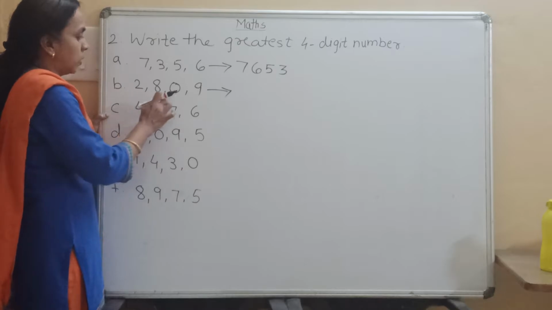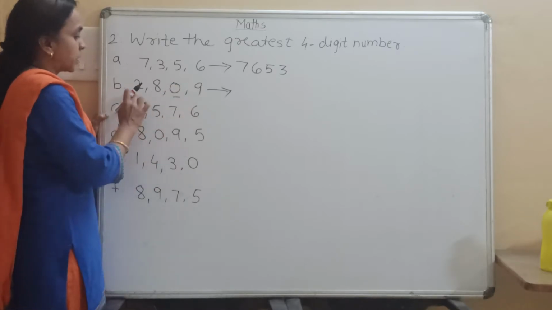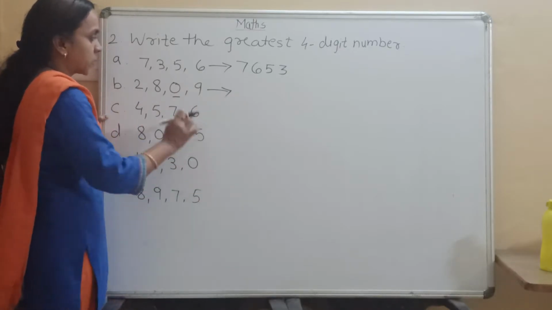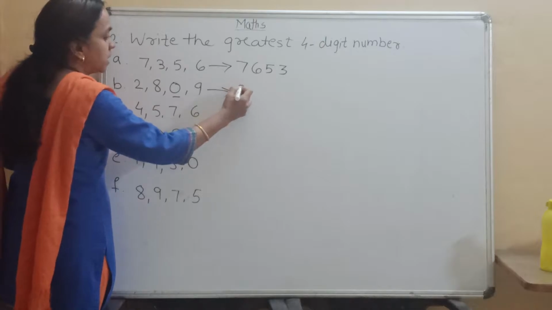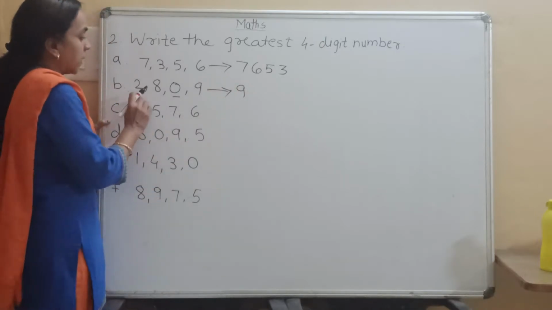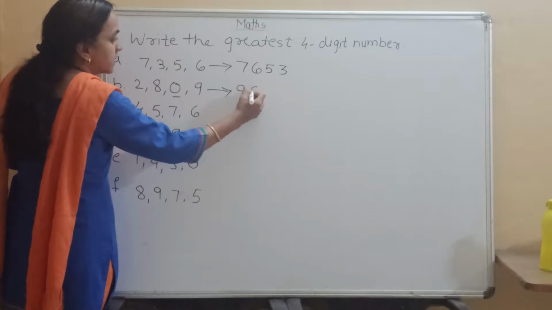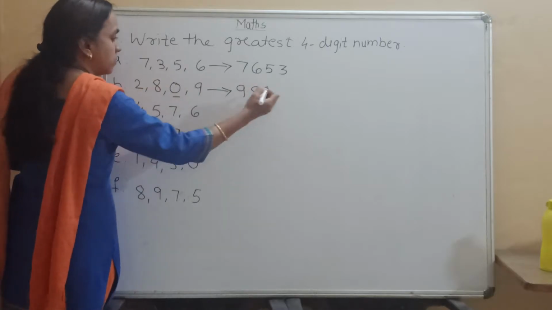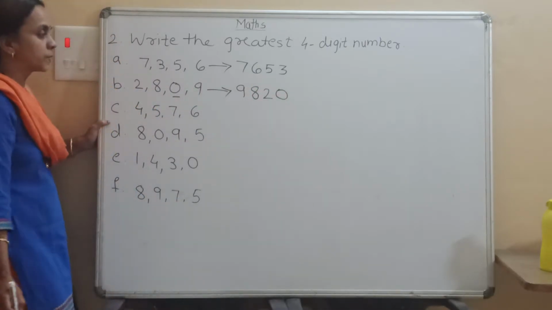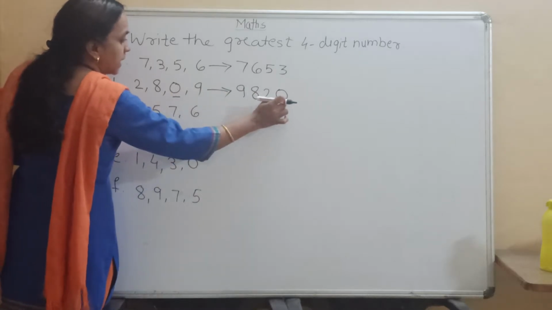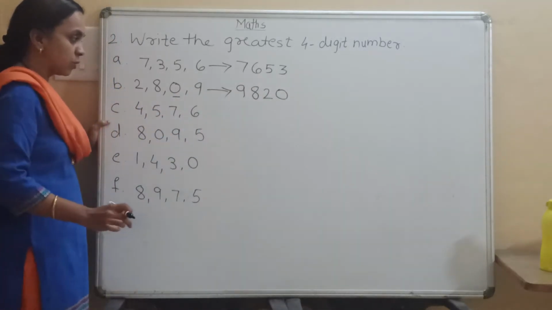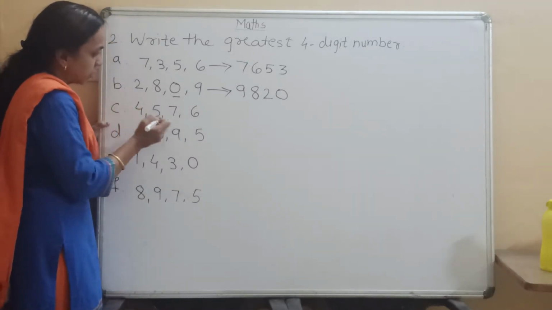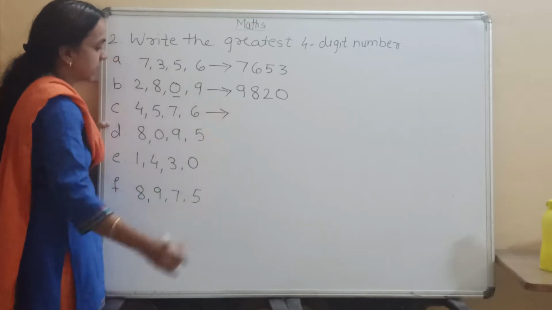Now second is what? 2809. So see, 0 is given here. So what we will do? We will write this 0 at the ones place. Okay. So first we have to write down the bigger digit, that is 9. Okay. Then smaller than 9 is 8. Smaller than 8 is 2. Smaller than 2 is 0. So we have to write down this 0 at the ones place. Okay. So what is our answer? 9820.